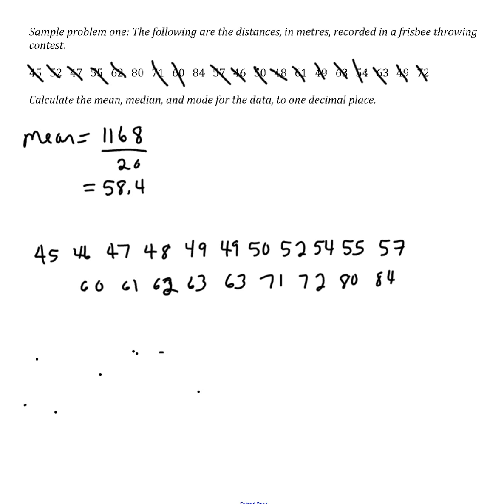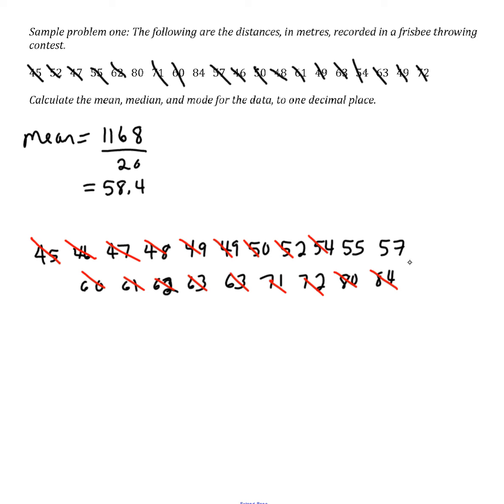Another thing that I often do is I double check and I count. If I know I had 20 numbers, I count that I do have 20 numbers, and in this case I do. So to find the median then, what I do is I find the middle number. Once they're in order, I cross out a small with a big, a small with a big, and I keep doing that until I find what's in the middle.